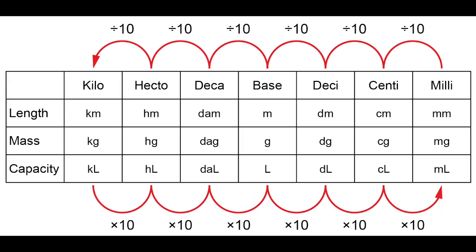Metric prefixes help us understand and compare different sizes of measurements easily. Each prefix stands for a specific number, showing how much bigger or smaller a unit is. For example, kilo means 1,000 times bigger, while milli means 1,000 times smaller. The chart shows these prefixes in order from kilo on the left to milli on the right. Each step to the left means you're multiplying by 10, and each step to the right means you're dividing by 10. This makes it simple to switch between different measurements, whether it's length, mass, or capacity.